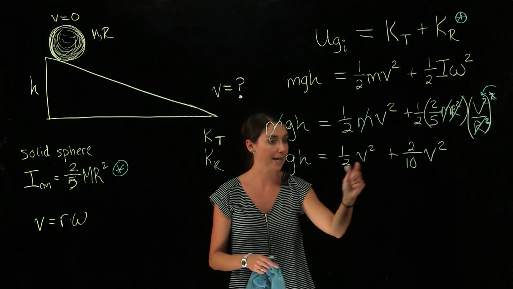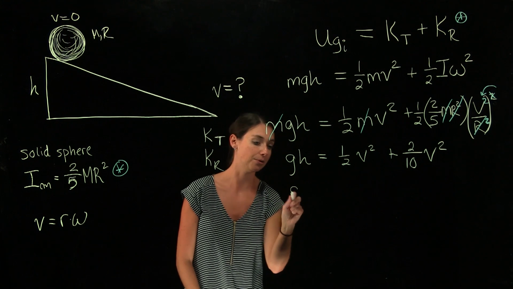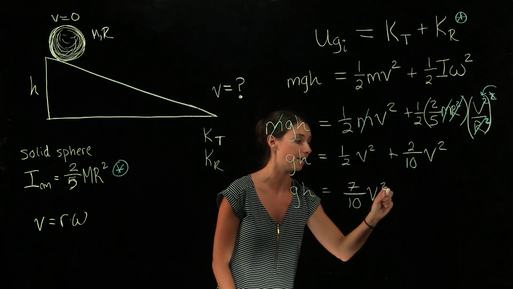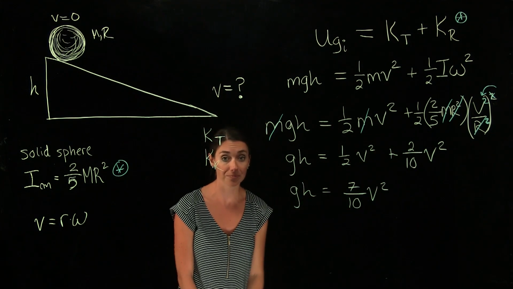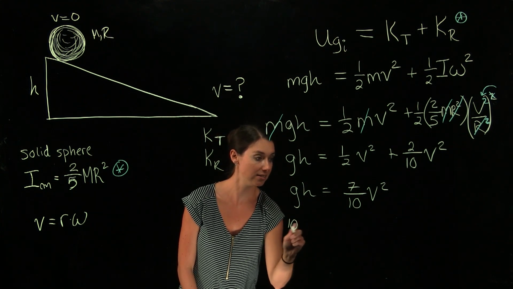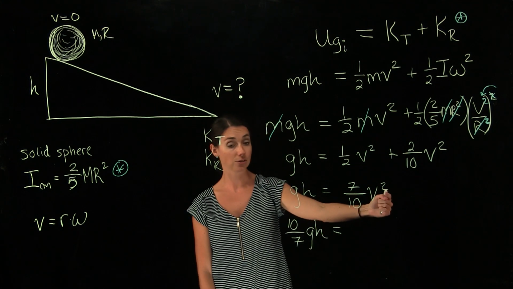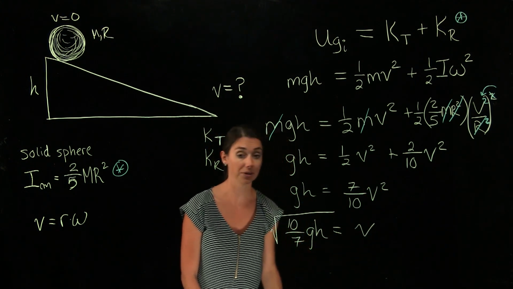So these can be combined. 1/2 is like 5 over 10. So this can be turned into 7/10 v squared, 5 over 10 plus 2 over 10. Then you can do some algebraic rearrangement. So multiply by 10, divide by 7, and that would leave you with v squared. And then finally you can do the last step, taking the square root, and that would give you v.